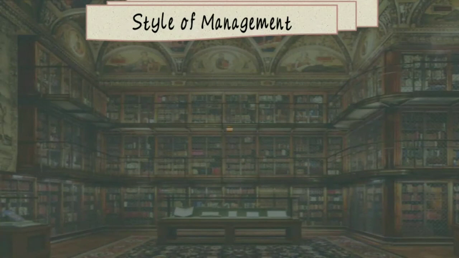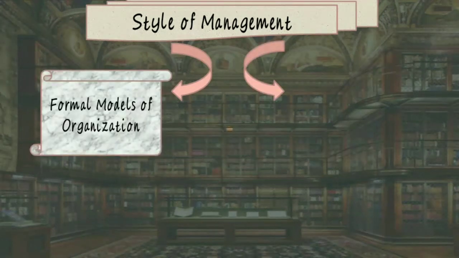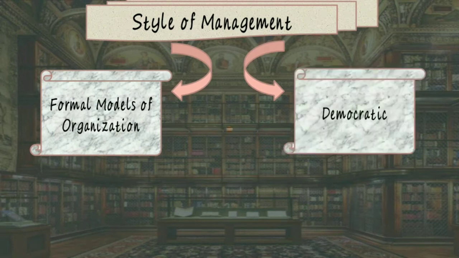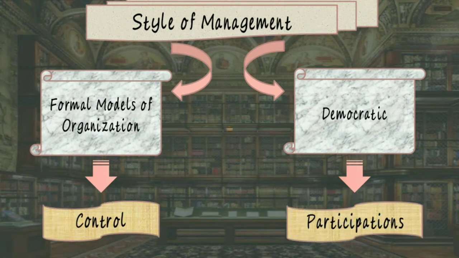According to the article, there are two styles of management. The first is the formal models of organization. The second is the democratic. Formal models of organization emphasize control, and the democratic one stresses participation.